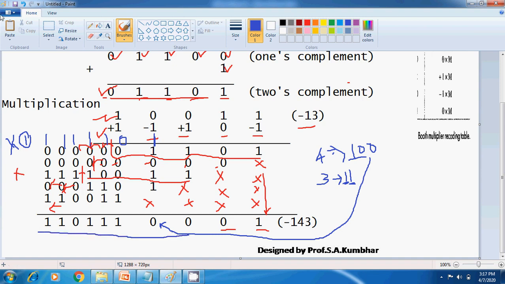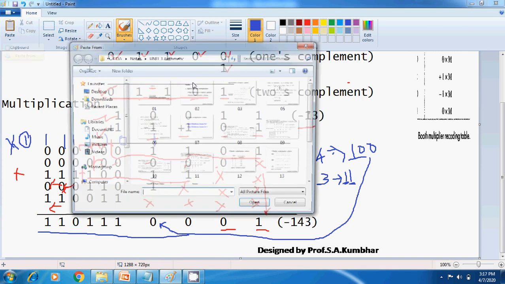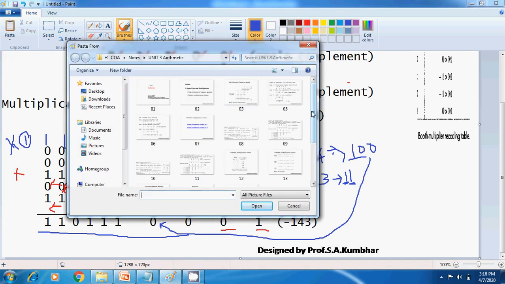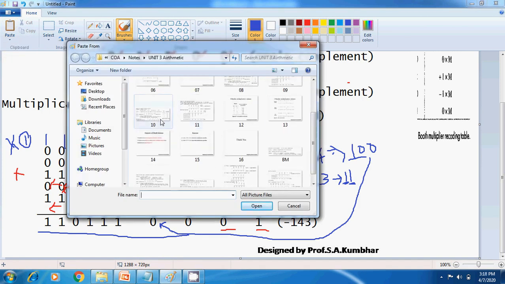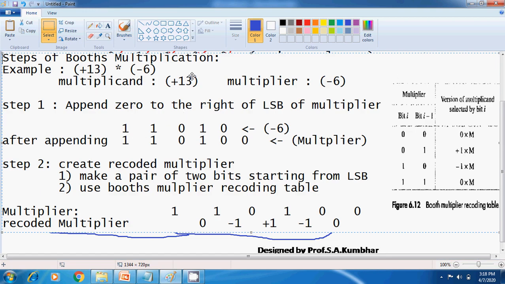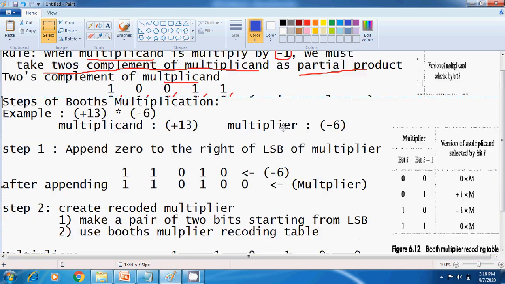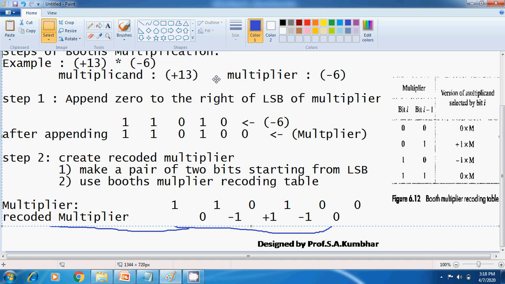Okay, now let us go for the next example. In the next example, I have considered plus 13 as a multiplicand and minus 6 as a multiplier.